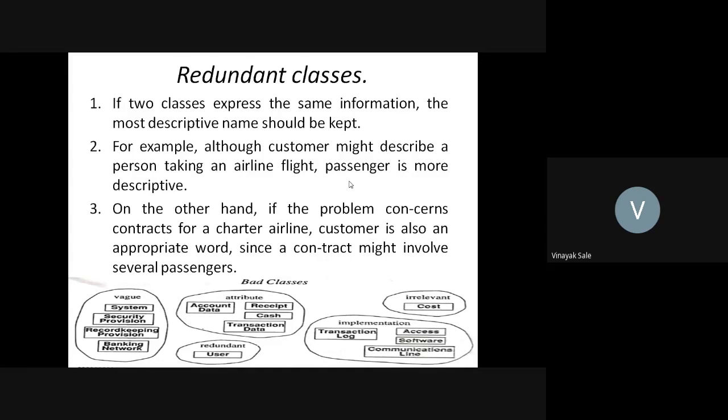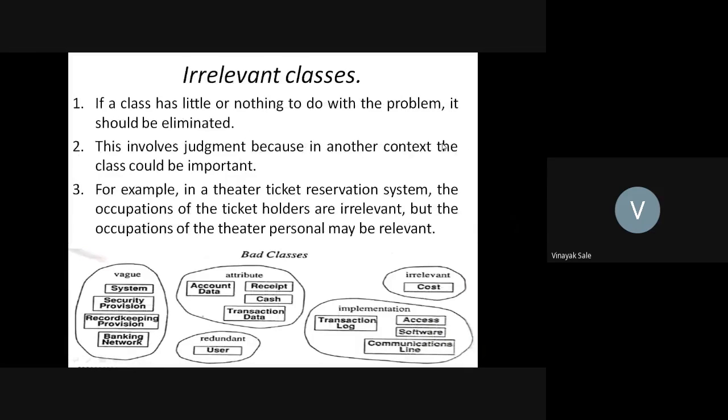On the other hand, if the problem concerns contracts for a charter airline, the customer is also an appropriate word, since a contract might involve several passengers. This is the redundant classes. Second, irrelevant classes. If a class has little or nothing to do with the problem, then it should be eliminated.